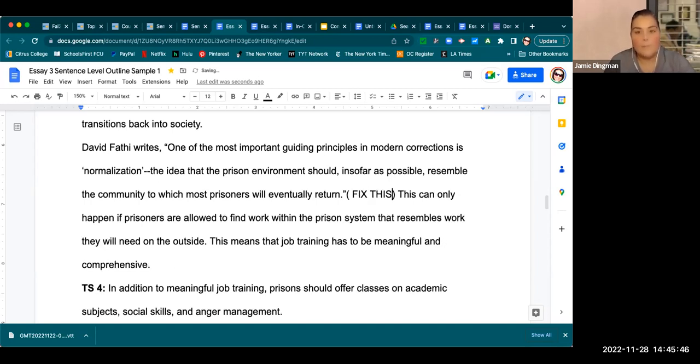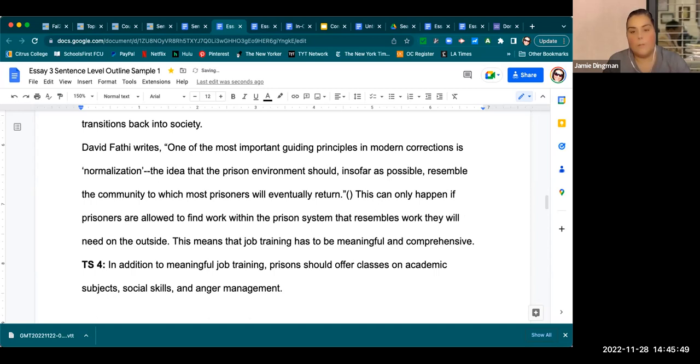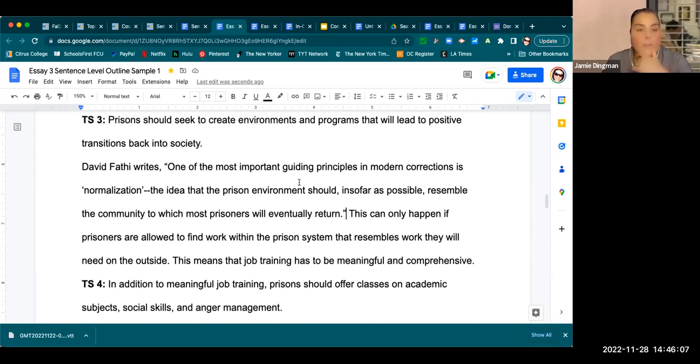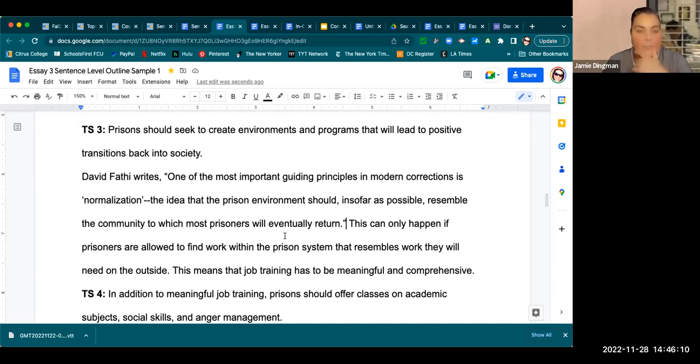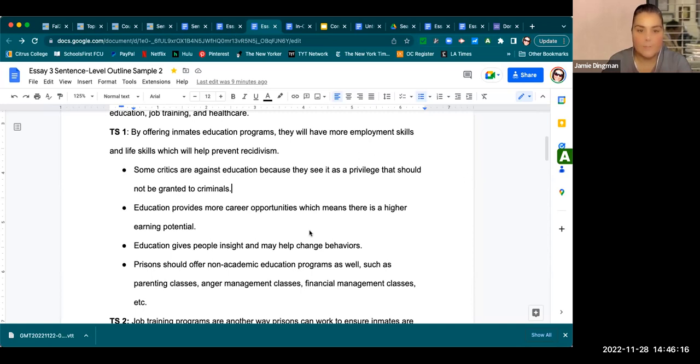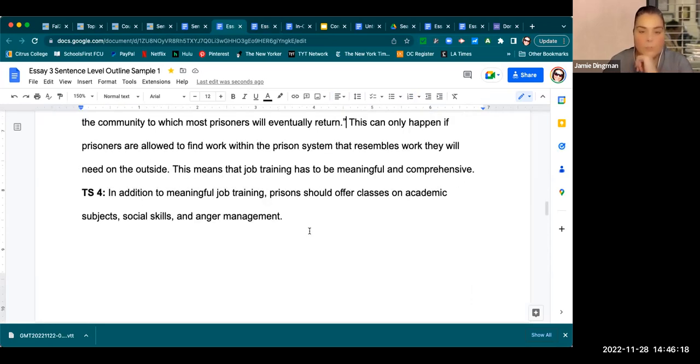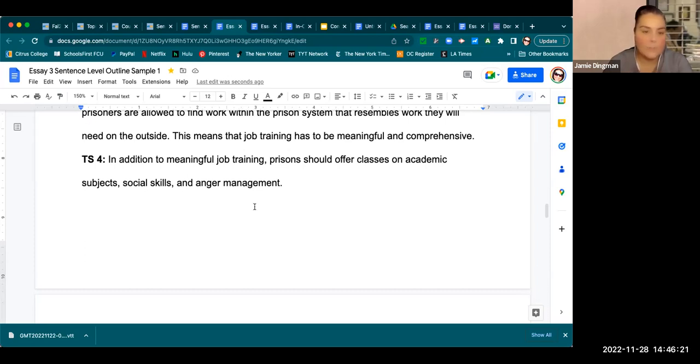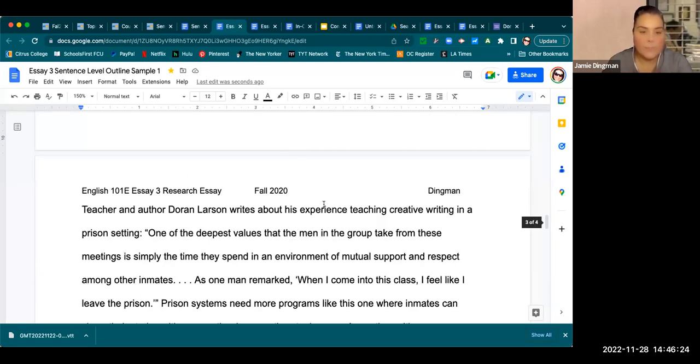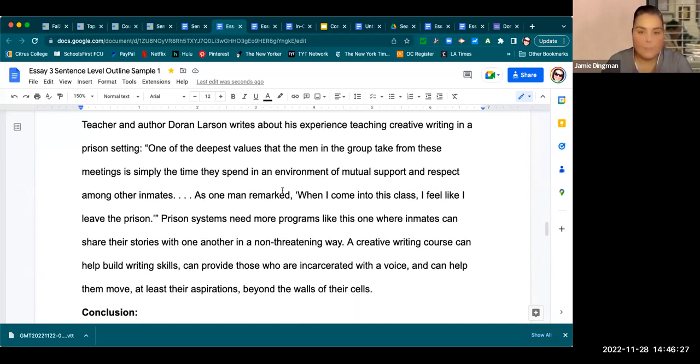Those types of things are helpful so that you don't forget to put the citation, because oftentimes students do. This can only happen if prisoners are allowed to find work within the prison system that resembles work they will need on the outside. This means that job training has to be meaningful and comprehensive. Okay, so what do we mean by comprehensive, right? I don't have any additional bullet points like we have in our other example here. And then the fourth one, in addition to meaningful job training, prisons should offer classes on academic subjects, social skills, and anger management. And then we get the same kind of thing, setting up a quotation, right?